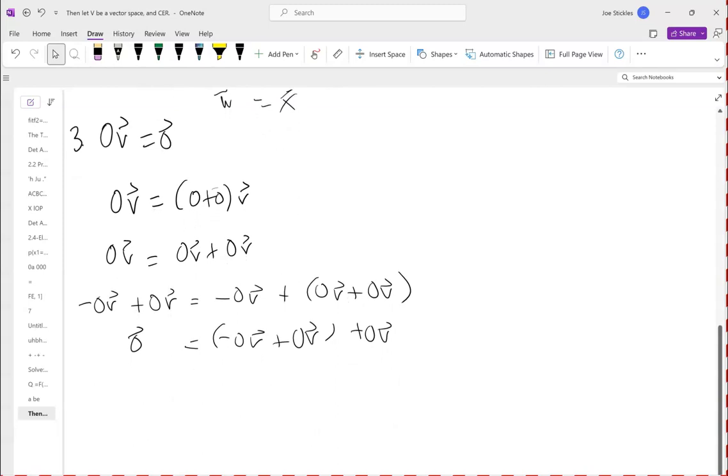Inside those parentheses now, what do we have? 0, good. And then how can you simplify the right-hand side? No, it is the 0 vector. So if I add 0 to 0v, what am I left with? 0v, yeah, good.